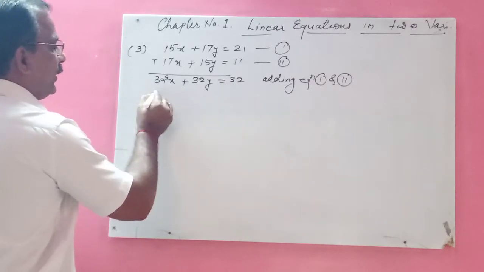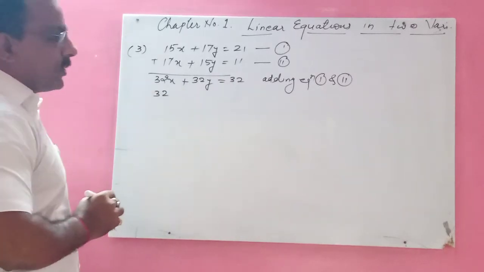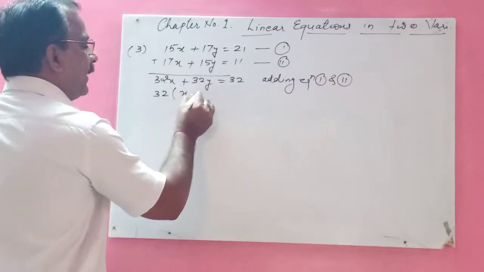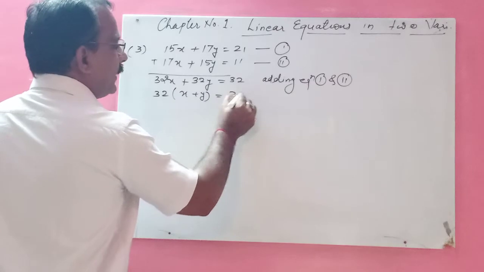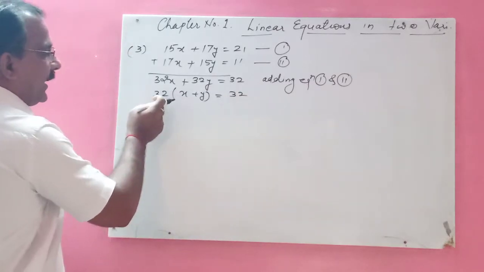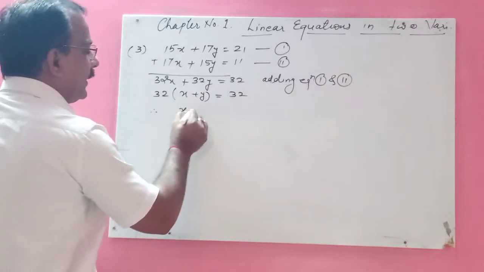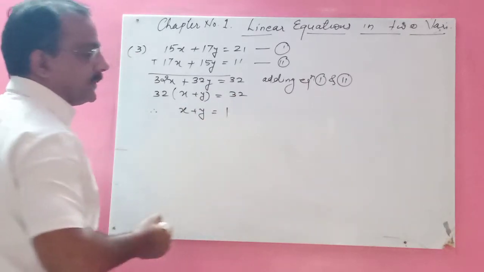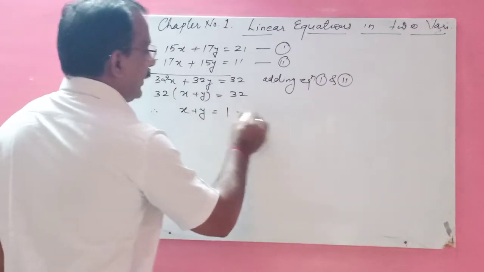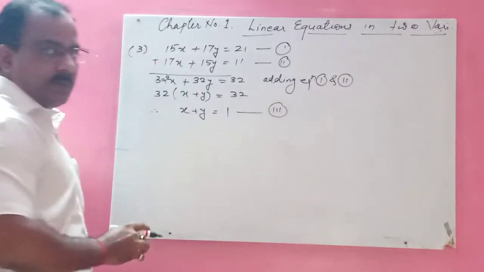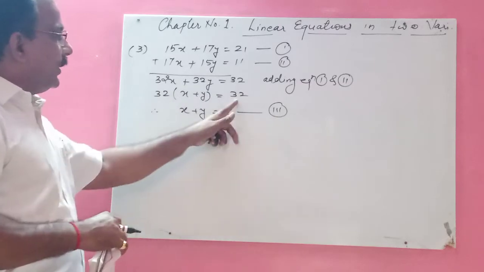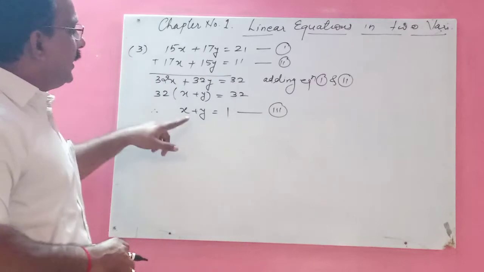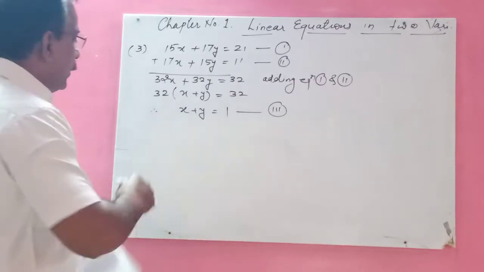Among this, children, 32 is a common. So take 32 common. x plus y equal to 32. Therefore, transfer this 32 here. You will get x plus y is equal to 32 upon 32. This is equation number 3. 32 upon 32, it gets cancelled and you will get 1. So, after addition, what you got here? Third equation.